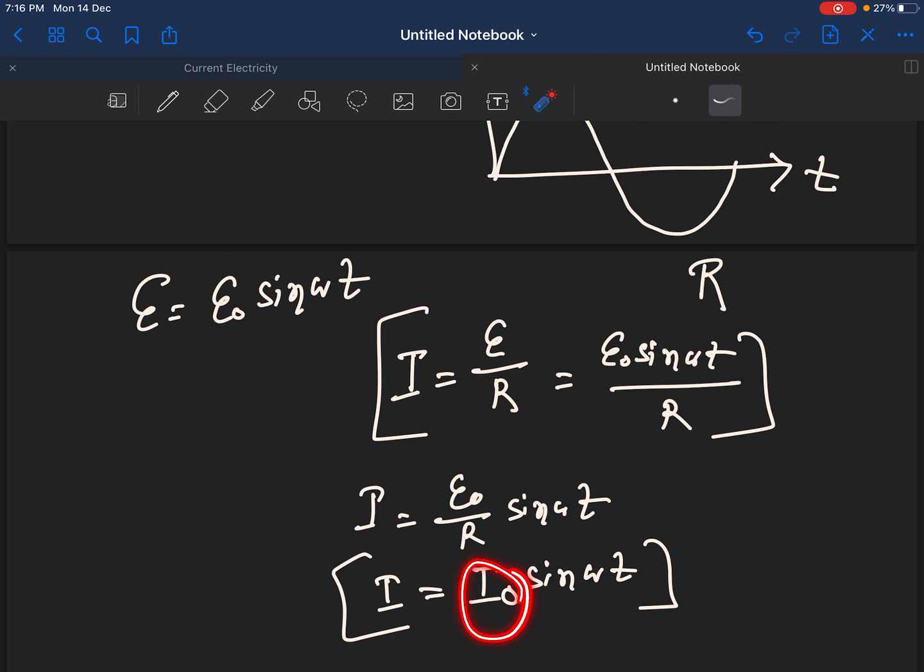এটো কি বুলি কোৱা হয় তোমাৰ peak value বা maximum value বুলি কোৱা হয়. Okay, আৰু তাক amplitude বুলি কোৱা হয়. This I naught is called the peak value.